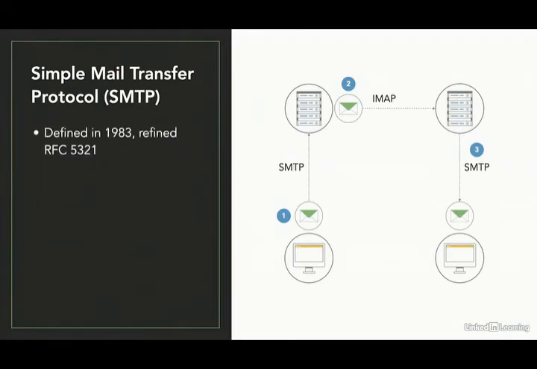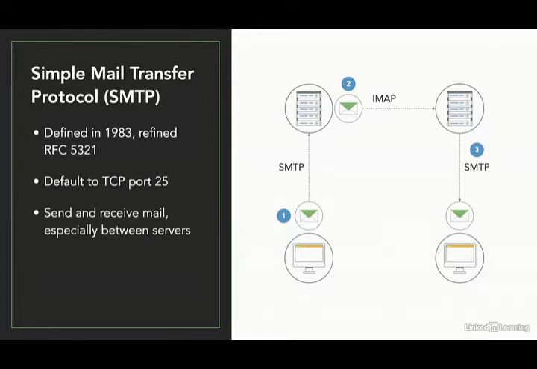The Simple Mail Transfer Protocol was originally defined in 1983, but more recently revised in 2003 by RFC 5321. It defaults to TCP port 25. As the name implies, it is generally used by mail servers to both send and receive email from outside of the organization. An email client that uses POP or IMAP might also send using SMTP, but it's not very likely.